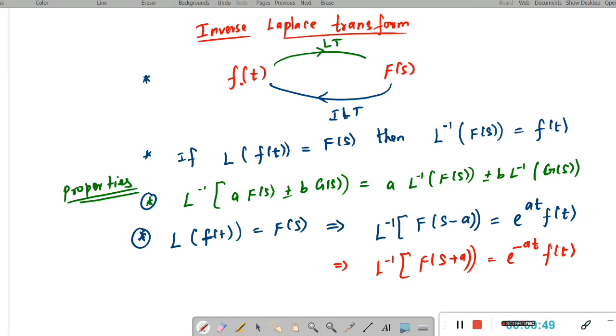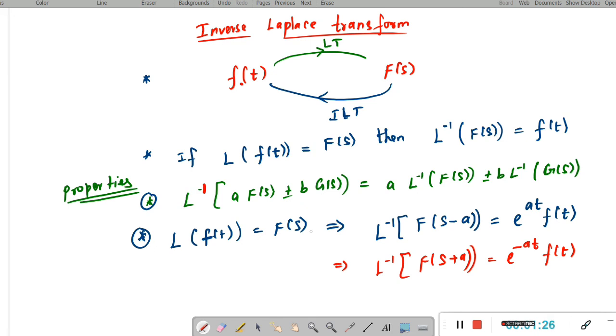So now I am going to apply the basic properties I have used in the Laplace transform. That formula I am going to apply here. First property, L inverse of a into F of s plus or minus b into G of s equal to a into L inverse of F of s plus or minus b into L inverse of G of s. So that is, L inverse satisfies the linear property. So this is the meaning.